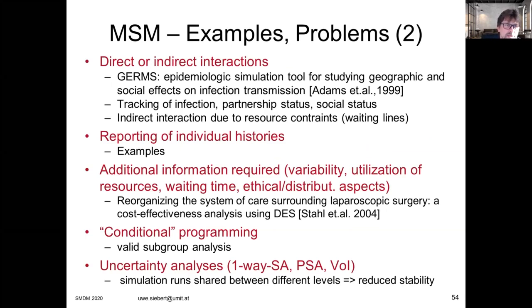The next slide, and I keep that a bit shorter, is when we have direct or indirect interactions. There are models like the so-called GERMS model, a tool that can model a lot of infections. So infection is a direct interaction. We hand over the virus to another person. Even if that's through droplets, through the air, that's called direct. An indirect interaction would be a waiting line.